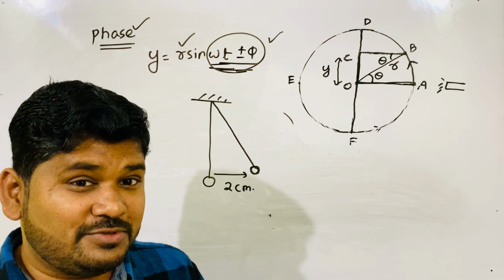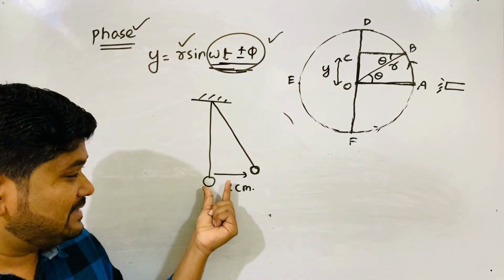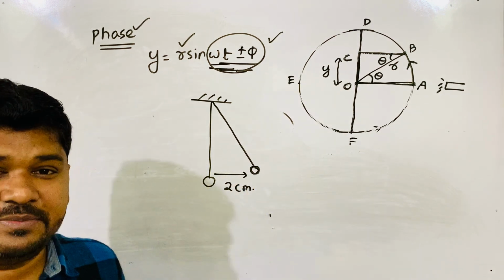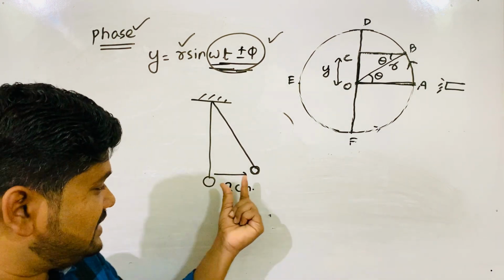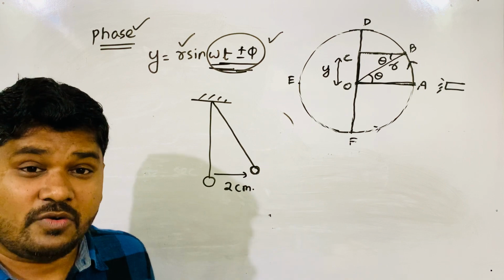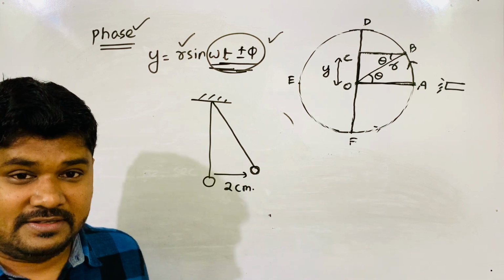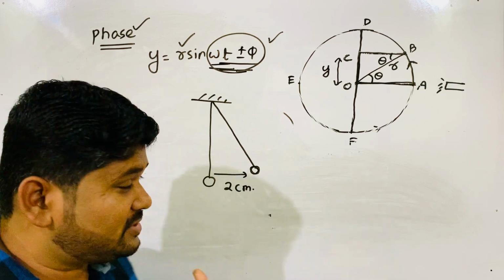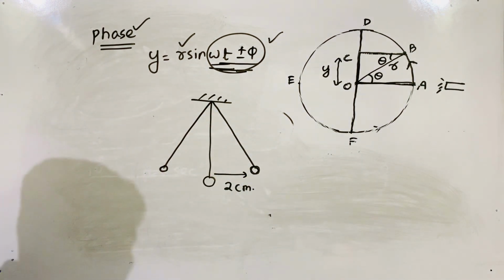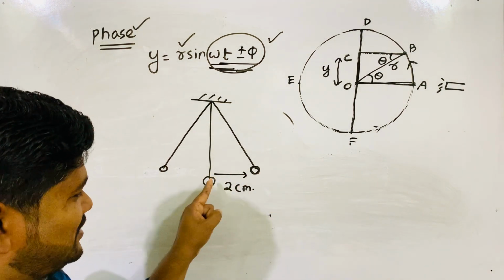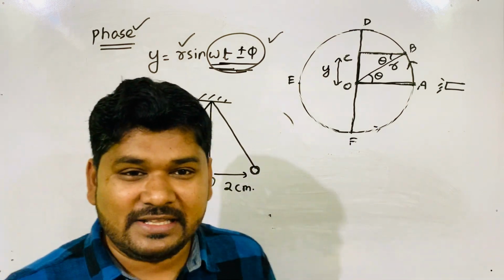The question will come to the mind of that person. If you tell, sir, the body is at a distance of 2 centimeter from the mean position, the question will come whether 2 centimeter on this side or 2 centimeter on this side. Because on both sides also, 2 centimeter, two positions are there.